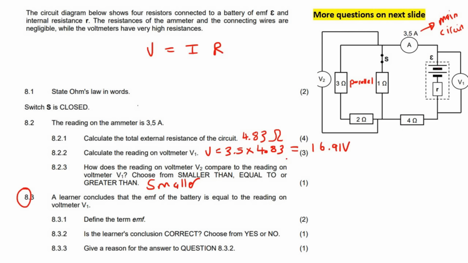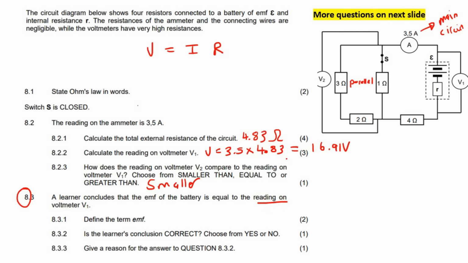This question says, a learner concludes that the EMF of the battery is equal to the reading on voltmeter V1. That probably is not going to be true, or it won't actually be true at all. Sorry, I forgot if there was an internal resistor or not. If there was no internal resistor, then this statement would be true. The EMF that you get on your battery is the same as what you actually get because there's no wasted volts in the battery. However, there is an internal resistor, so some of the volts will be wasted over here, so these two values will not be the same.